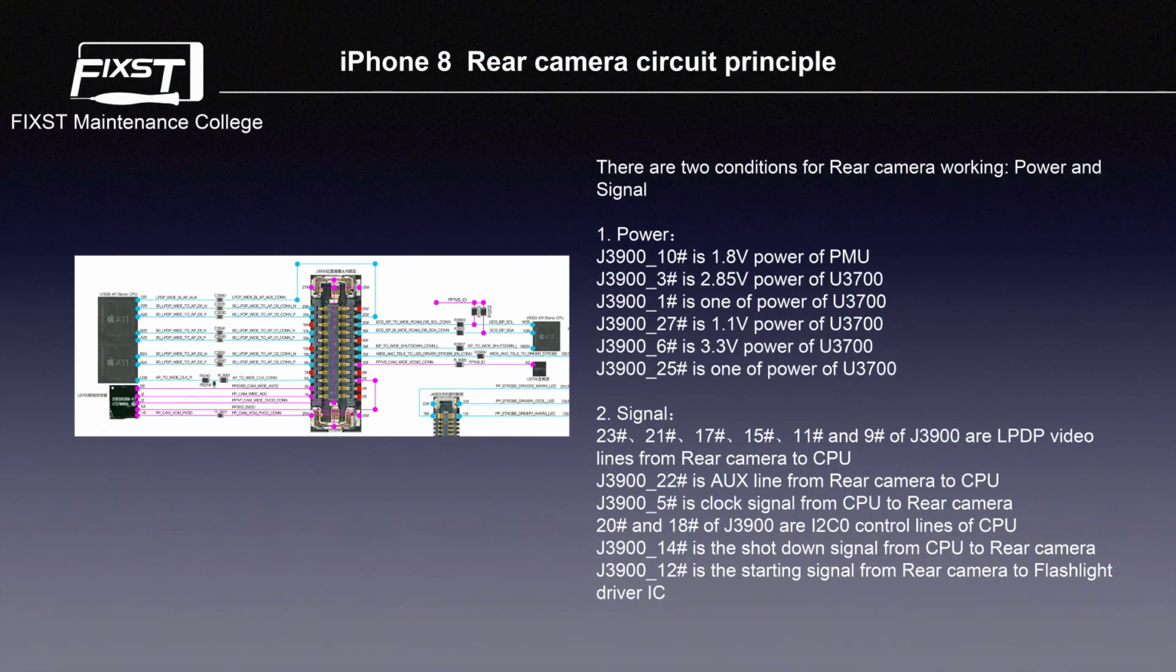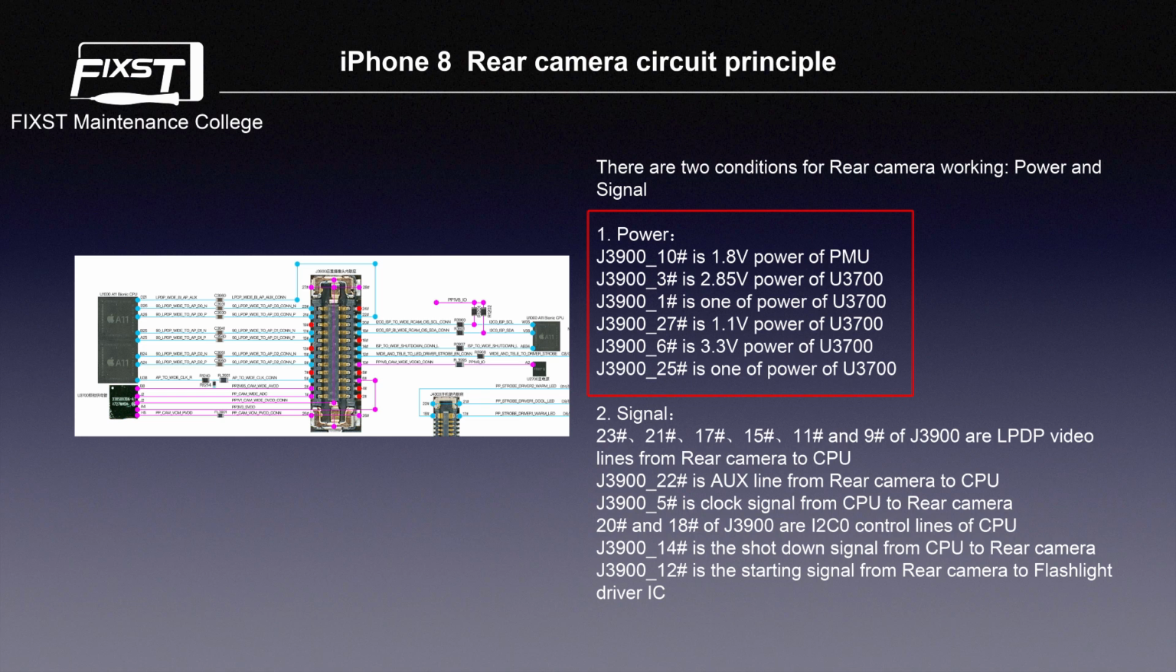Next, iPhone 8 rear camera circuit principle. There are two conditions for the rear camera working: power and signal. 1. Power. Pin 10 of J3900 is 1.8 voltage power of PMU. Pin 3 of J3900 is 2.85 voltage power of U3700. Pin 1 of J3900 is 1 voltage power of U3700. Pin 27 of J3900 is 1.1 voltage power of U3700.